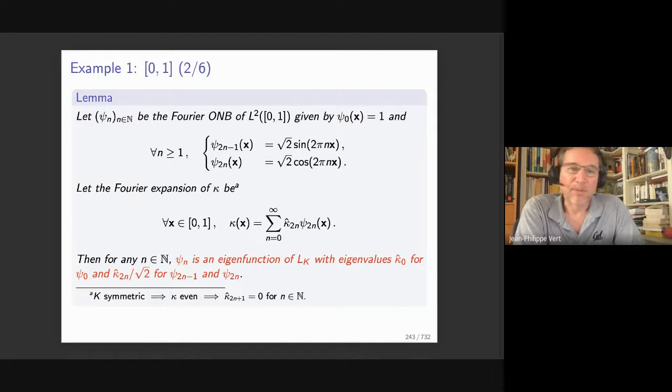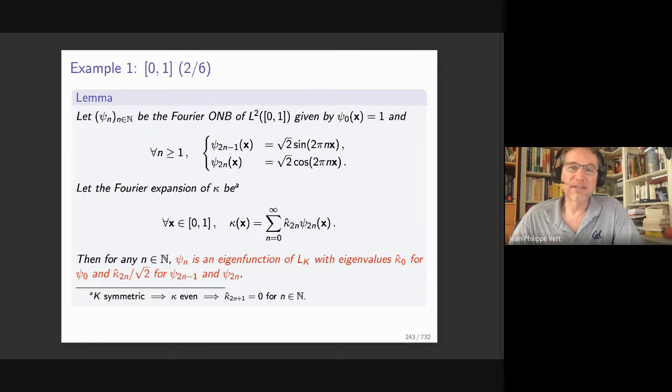Here is the answer, I mean, a partial answer, and we will work out the detailed answer. The answer is that there is a basis that probably you've seen before, which is just the Fourier basis. So the Fourier basis is an orthonormal basis of L2. When you define it, you first have the constant psi 0 of x equal to 1.